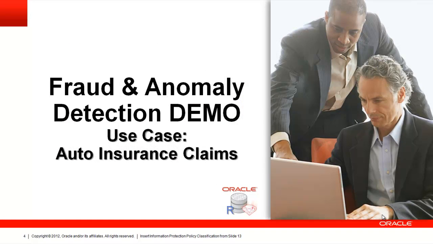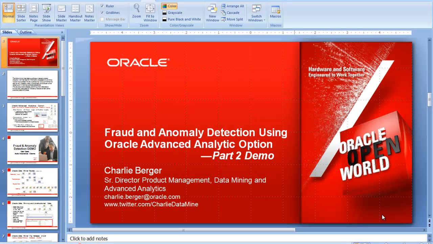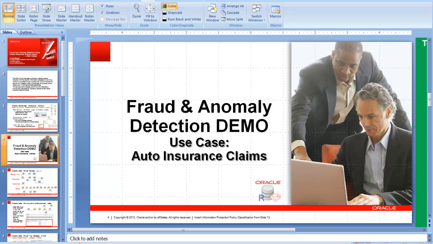So we're going to cover fraud and anomaly detection. Our use case here is going to be an automobile insurance claims situation. So we have a number of insurance claims from automobile drivers, and we're going to see if we can find unusual occurrences in this data. So let's cut over to the actual product.